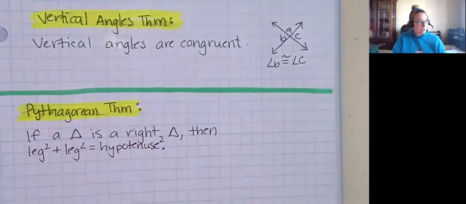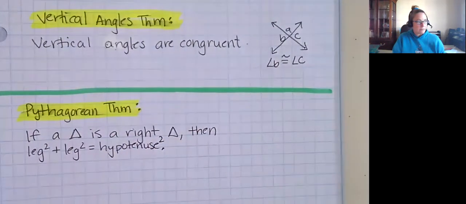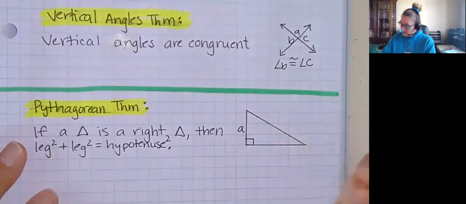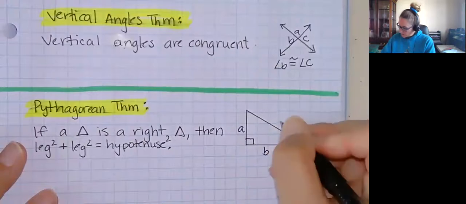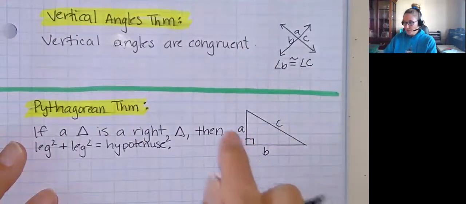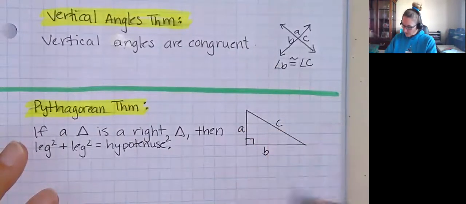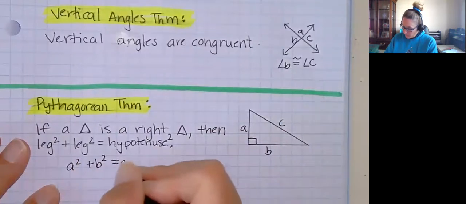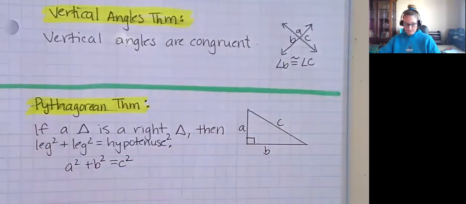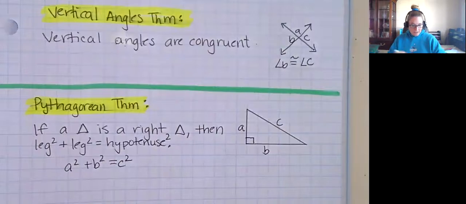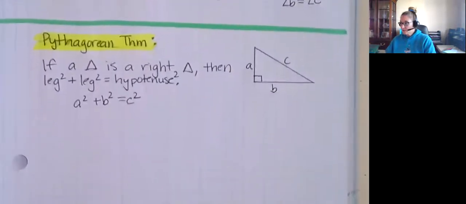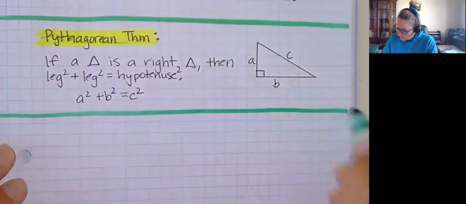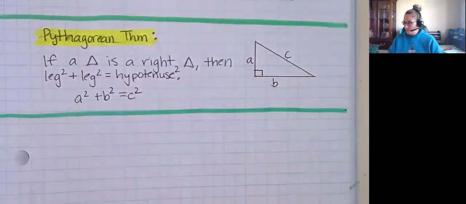Okay, and I'm going to draw a picture of that. So let's say I have this triangle. Let's say this is A, this is B, this is C. These are your legs, this is your hypotenuse. So we have A squared plus B squared equals C squared. The next ones are going to be dealing with parallel lines cut by a transversal. I'm going to start with corresponding angles.